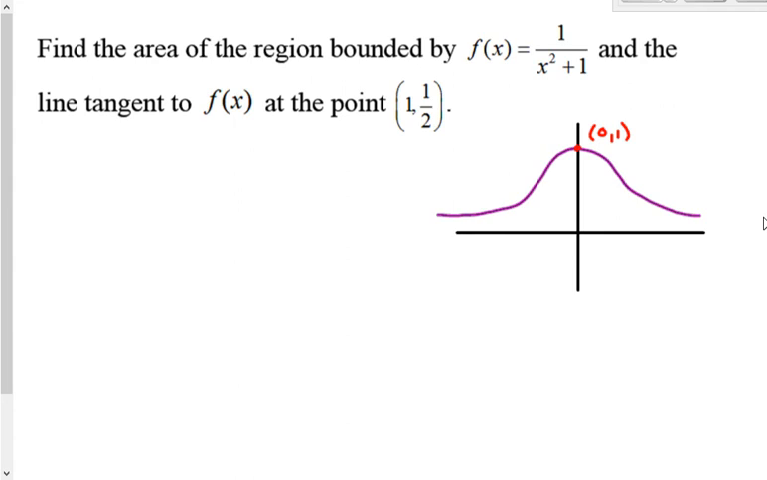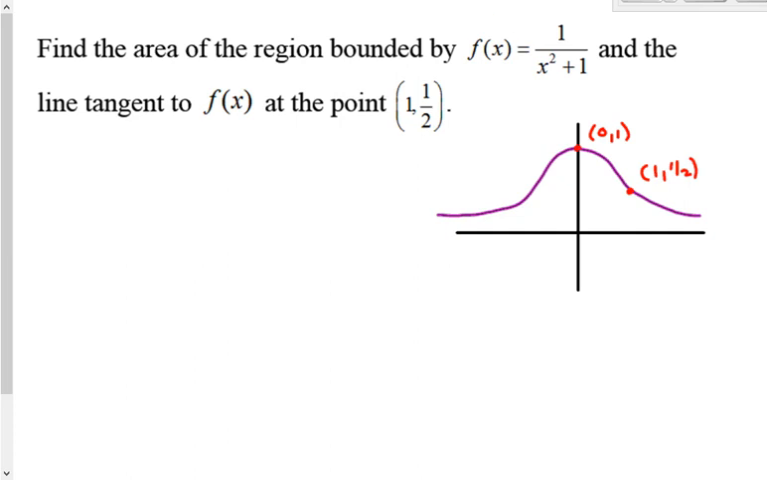Now we want to find the line tangent at the point (1, 1/2). So let's say that's maybe right here. There's the point (1, 1/2). We're going to have some tangent line that comes here that's going to cross the function over here, and we want to find the area in between the function and that tangent line.